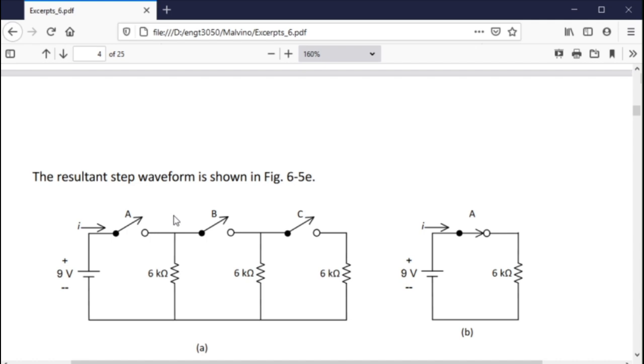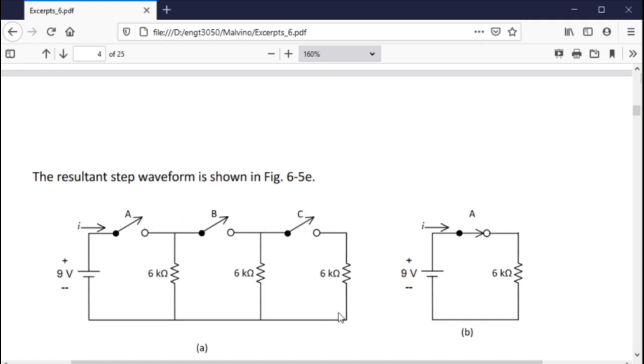Then at a later time, we close the B switch as well. Now, if we had the A switch open and the B switch closed, it wouldn't make any difference. But with the A switch closed and now the B switch closed, the resistance drops. These two resistors are in parallel. So now we have a 6 and a 6 in parallel, and that's a 3. So now we've got 3 k and 9 volts, so we've got a higher current. And at a later time, A and B are now closed, C closes.